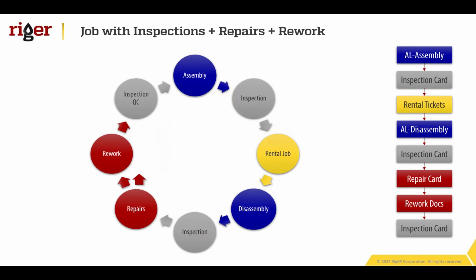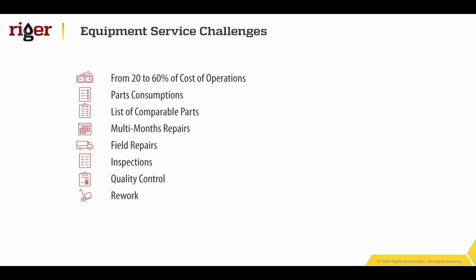More advanced, more complex jobs could require assembly, disassembly and rework. We usually see this for downhole tools, when we have the assembly of the tool, then we have inspection, then we have a rental job, disassembly, inspection of the components, and there are two ways they will go: to the repairs or to the repairs and rework module. Then we run inspection again, the quality control, and the next cycle starts.